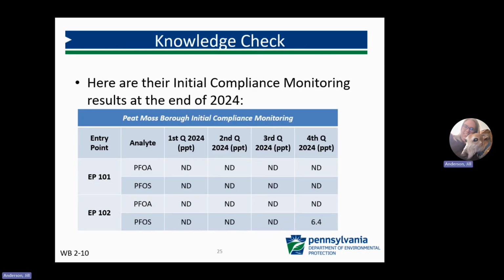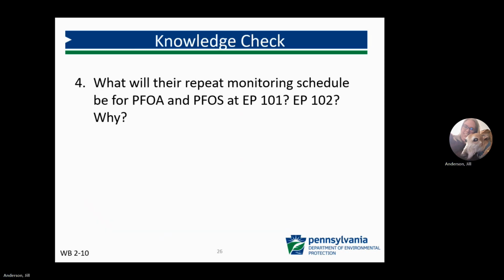Here are the initial compliance monitoring results for peat moss at the end of 2024. For entry point 101, all samples came back non-detect for both PFOA and PFAS. For entry point 102, we have all non-detect samples for PFOA, and for PFAS, we have non-detects for quarters 1 through 3, and a detected result of 6.4 parts per trillion for quarter 4. So now let's use this initial monitoring data to see peat moss's next steps for repeat monitoring.